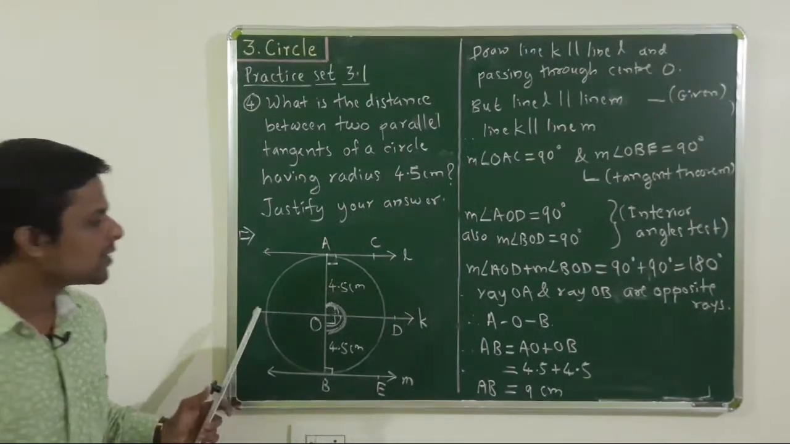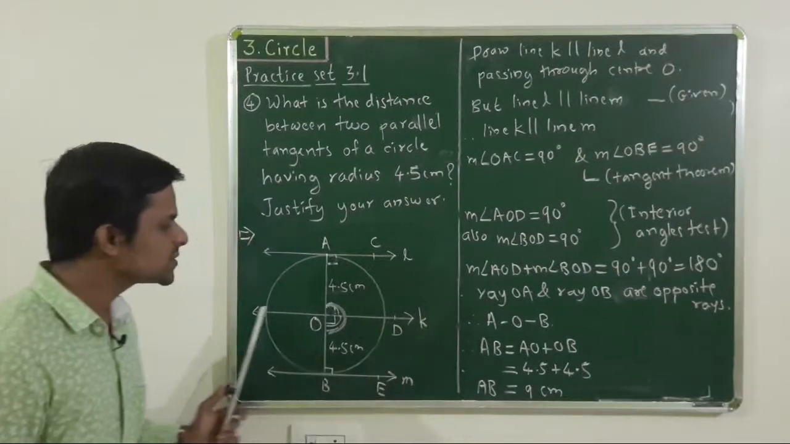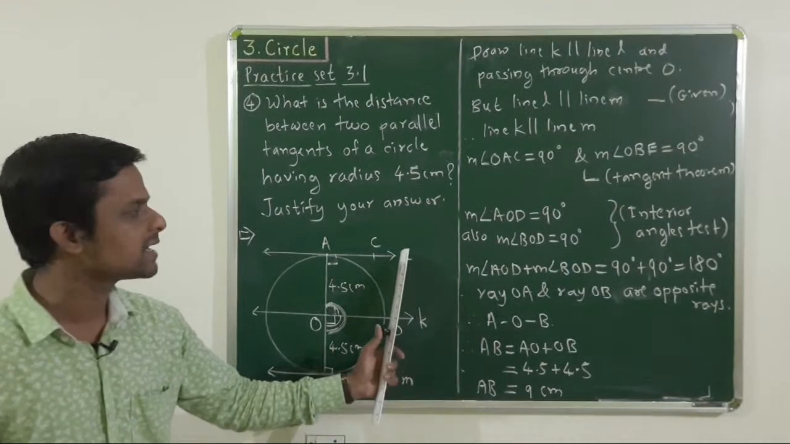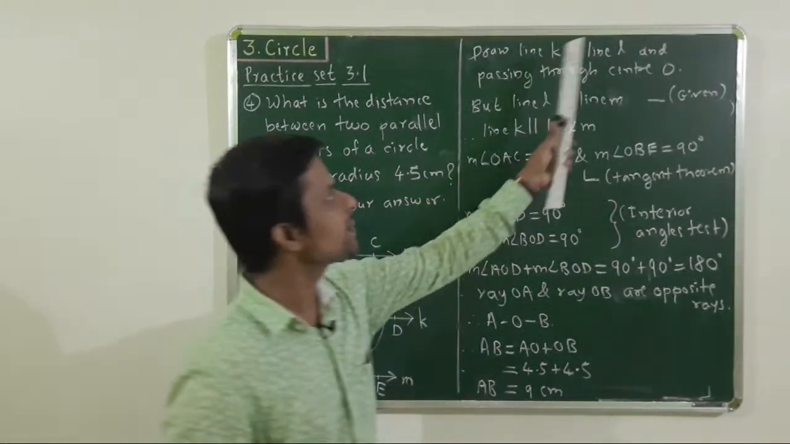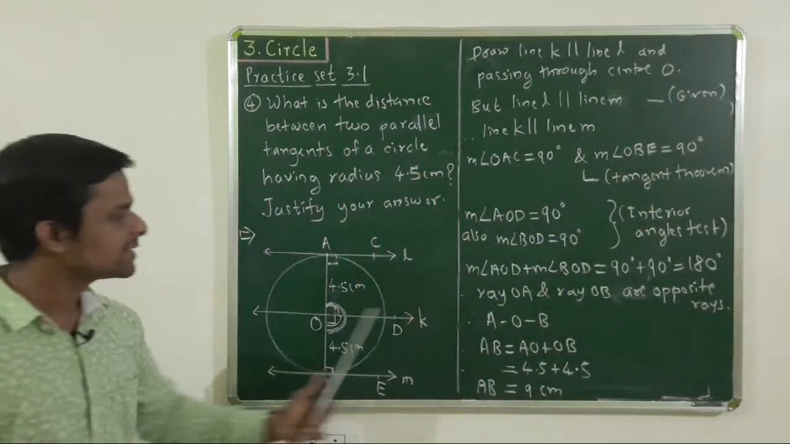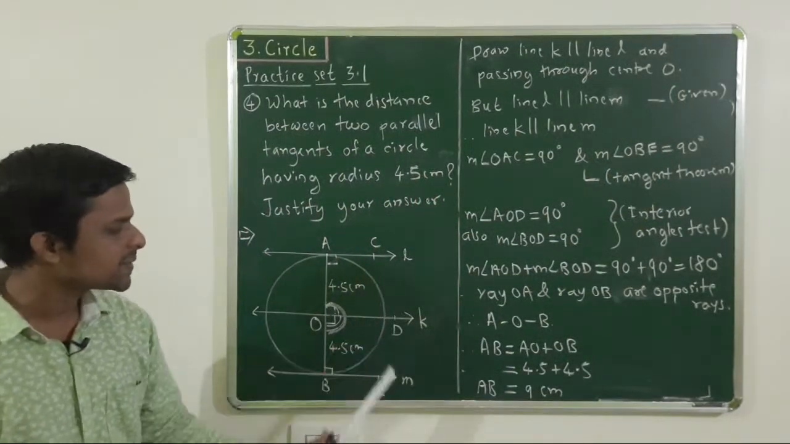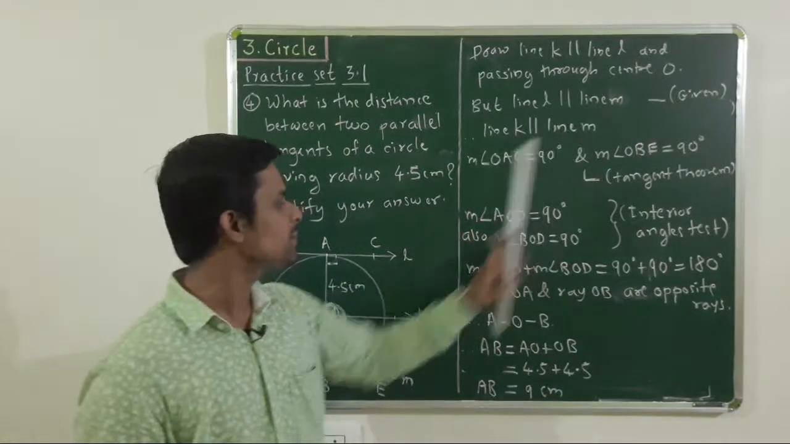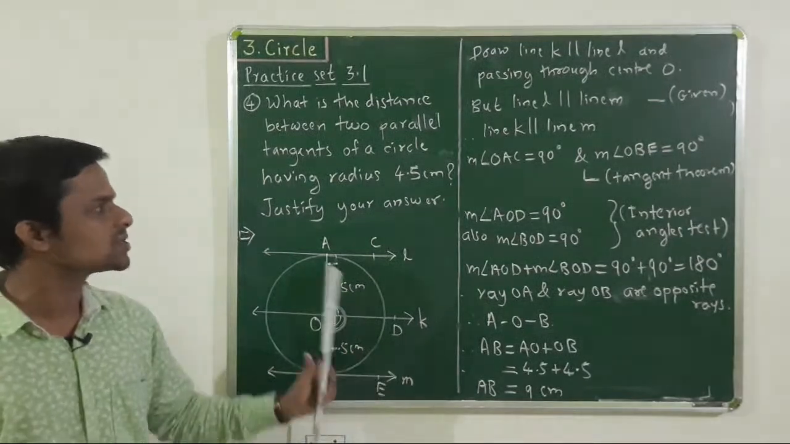And for that, we have drawn one line K which passes through the center of the circle and which is parallel to the first line, that is line L. This line K is parallel to line L and passes through center O. Now since line K is parallel to line L, and L is parallel to line M, hence K is parallel to M. Means all these three lines are parallel with each other.